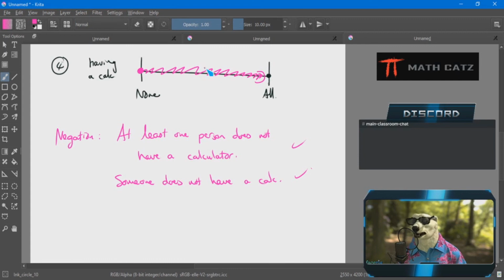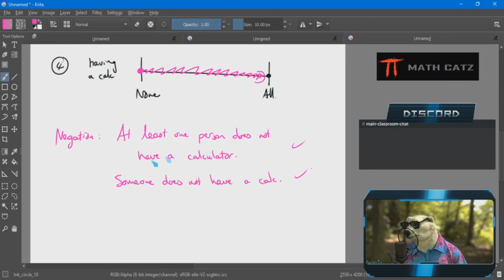Yeah, some people don't have calculators. There's at least one person that doesn't have a calculator. Negation is true when the given statement is not. Or I can go to the other extreme, that is likely, perhaps, definitely possible, where absolutely no one has a calculator. I know the given statement is not true, so that situation better be captured by my negation.